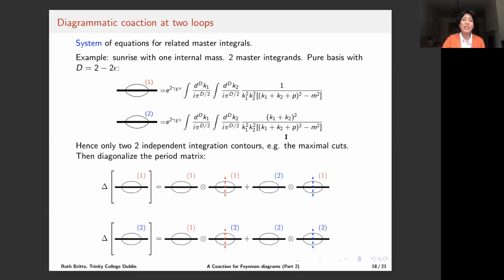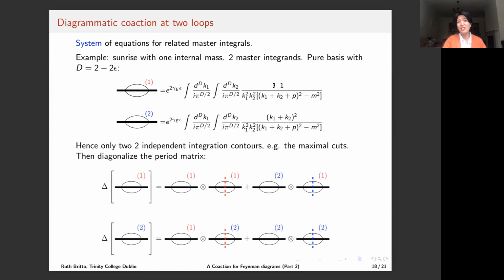So we have 2 master integrands, so we expect 2 independent integration contours. Right, and in principle, you can imagine a maximal cut. The maximal cut is not unique. There are 2 of them. You can also imagine cutting the massive propagator. So that's a different cut. But just as we saw all these relations among cuts at 1 loop, these relations carry over, they exist.